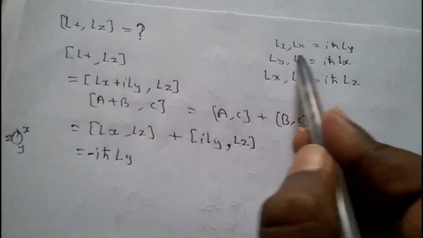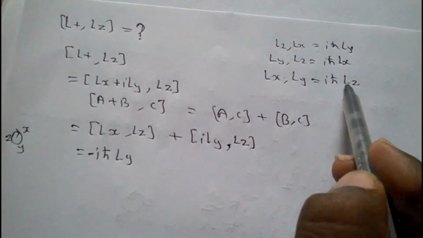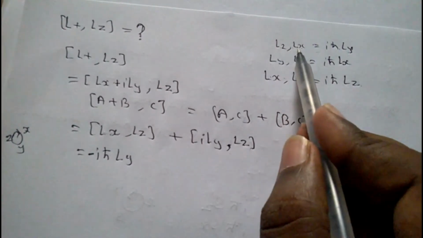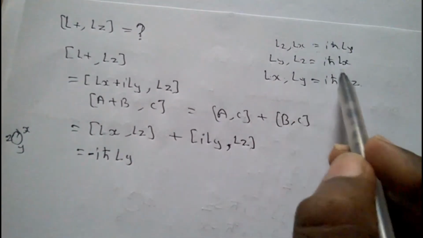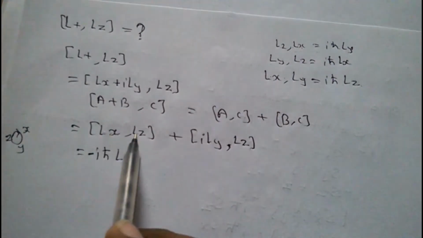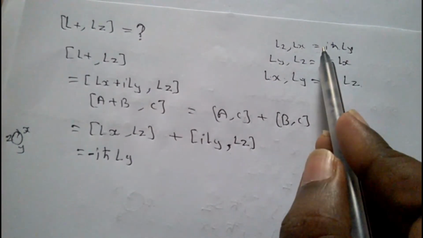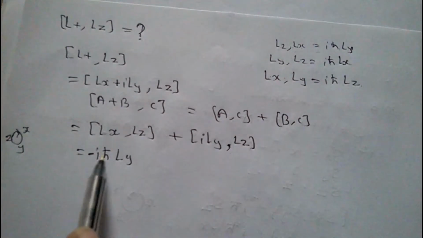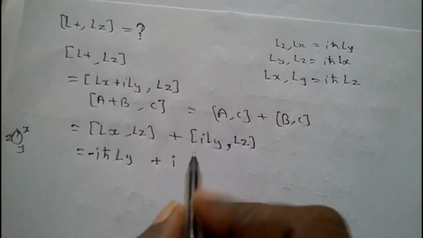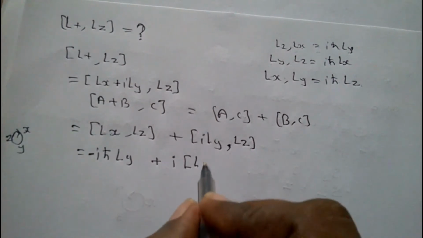In a simple way, we know this: Lx Ly is i h cross Lz, Ly Lz is i h cross Lx, Lz Lx is equal to i h cross Ly. Just write this simply, and we see we have the value of Lz and Lx, and it is just a position change. So by the change in position, we have to write the same value and write a minus here. So I have written here minus i h cross Ly plus, and here the i is a constant, so we can take it outside, because it is a commutator rule.